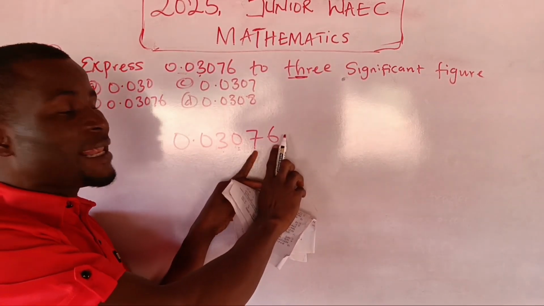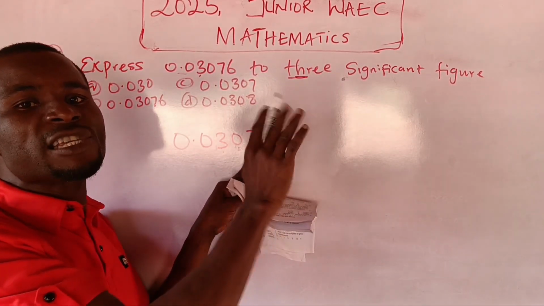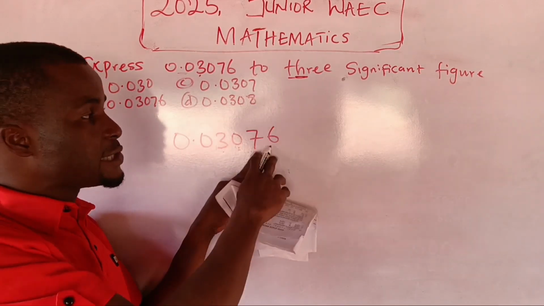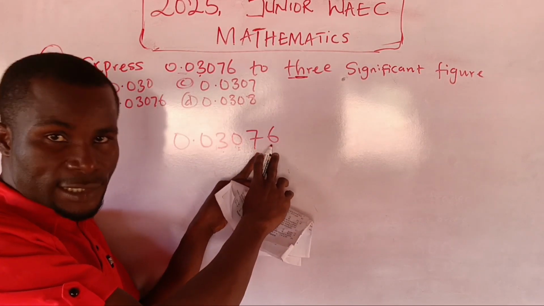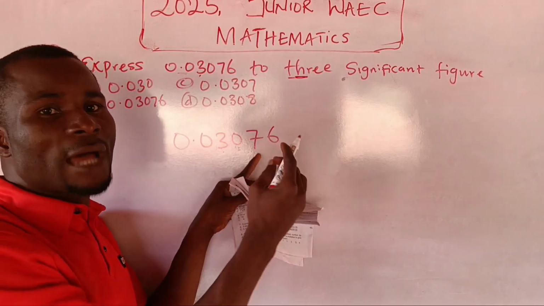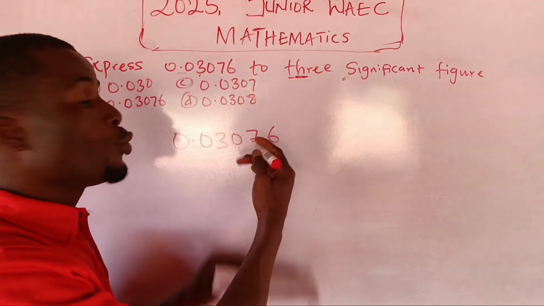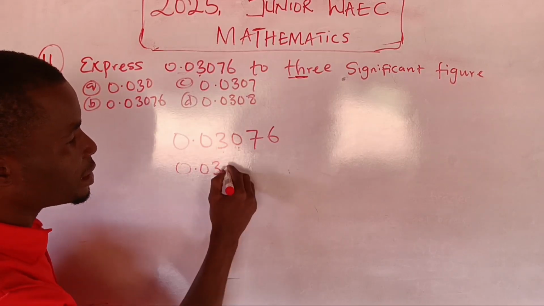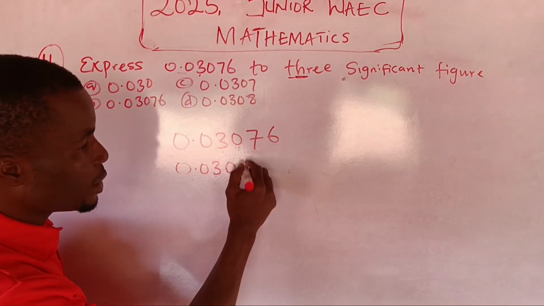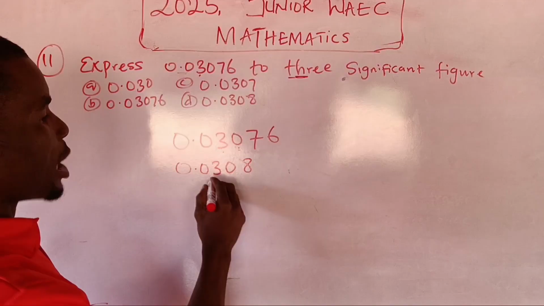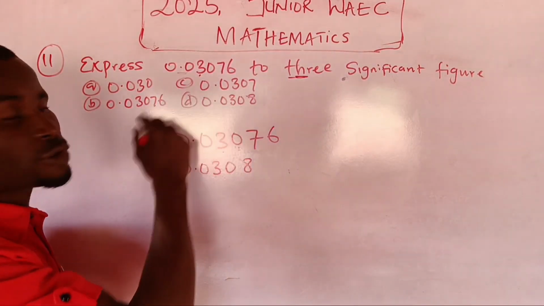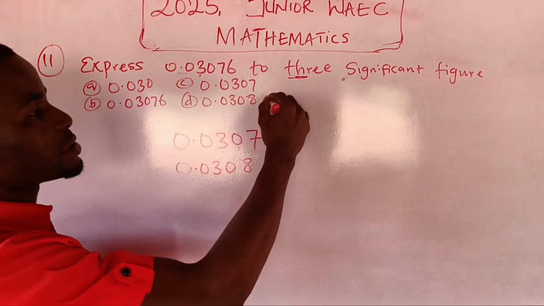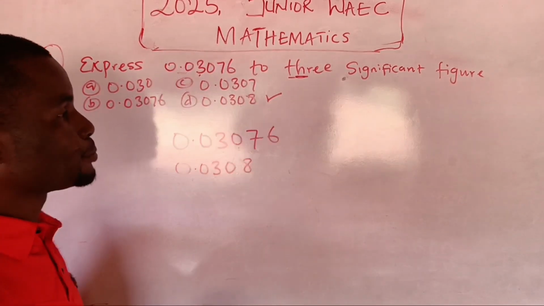Look at the number at the back of this. It is more than 5. So any number that is more than 5, you round it up, it will become 1. You add the 1 to this very figure, it will give us 8. But if it is less than 5, that means it is 0. 0 plus 7 will give us 7. But since it's more than 5, this is 6 here. So you round it up, it will give us 1. 1 plus 7 will give us 8. So the answer will be 0.0308. So this is our answer. Let's check the options here. So it's option D that is the correct answer.